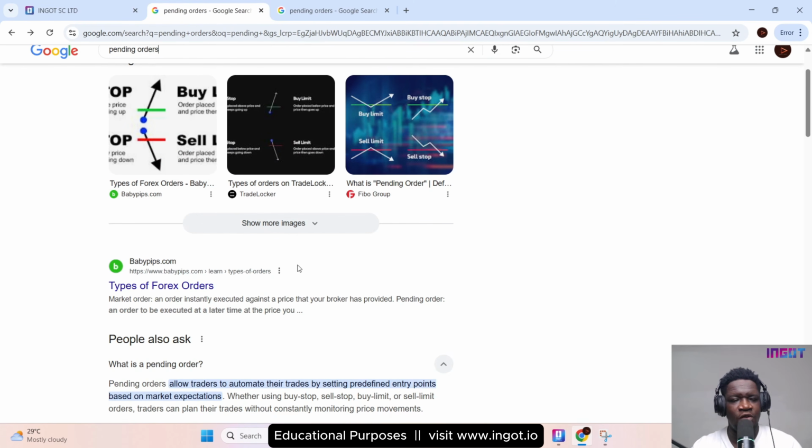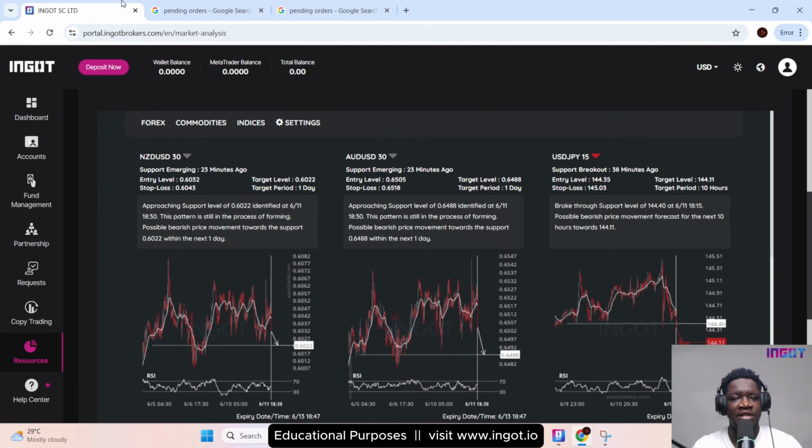So first of all, as you can see down here, it says pending orders allow traders to automate their trades by setting predefined entry points based on market expectations. If you look at these signals, these are market expectations. This one is looking at going down, and it's saying the price entry level is 0.6032 if you want to enter the trade. Exit at the stop loss if the trade is not going your way. If it is going your way, exit from this point.